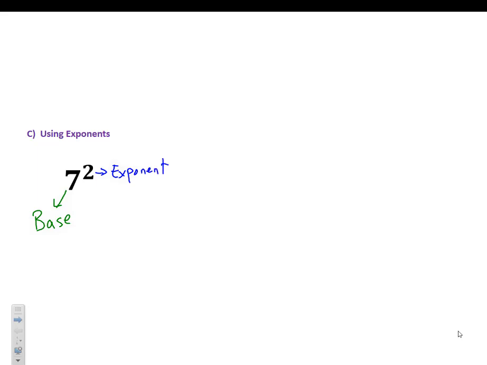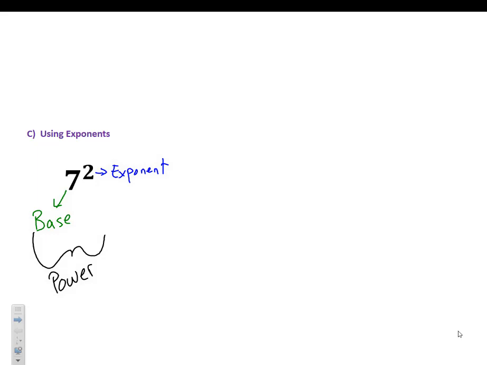And one thing you need to know, this entire thing, the base and the exponent combined all together, we call that the power. So you could say 7 to the second power. You can say 7 raised to the power of 2. You could say 7 squared.